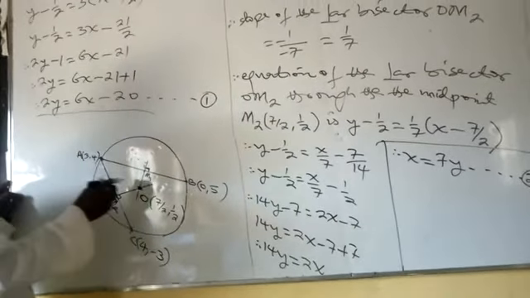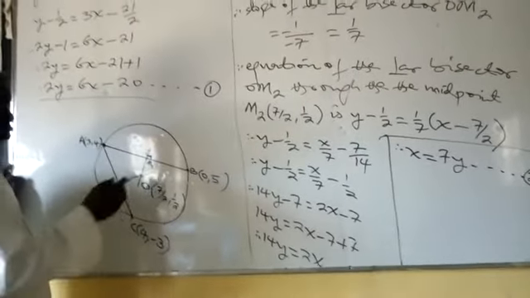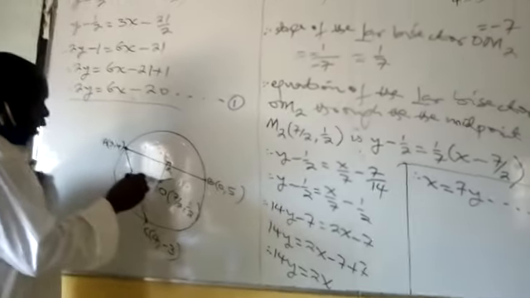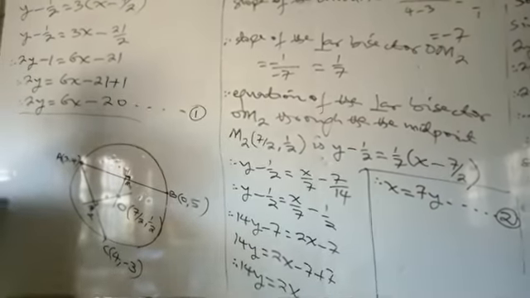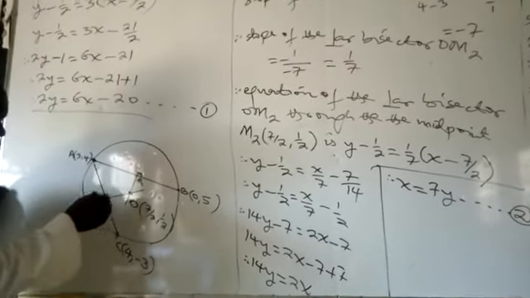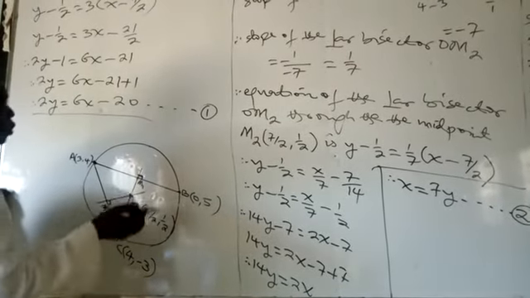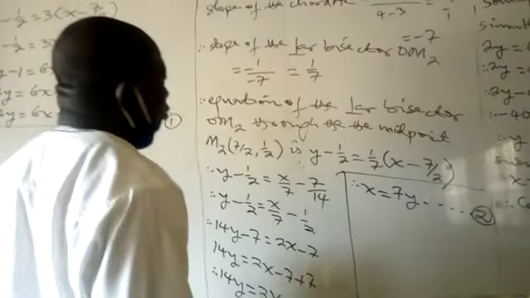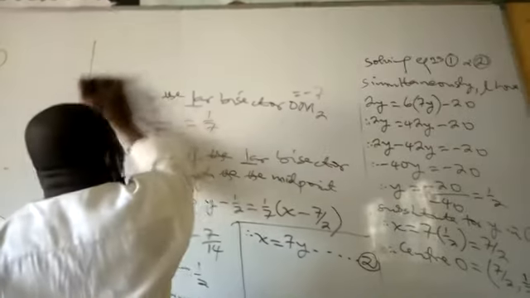So now, OA is the radius of the circle, or OB. I've earlier told you that any line drawn from the center of the circle to any point on the circumference of that circle is the radius. So in this case, OA is the radius, OC is also the radius, OB is also the radius. So I can now find either OA or OB. So I continue from here.